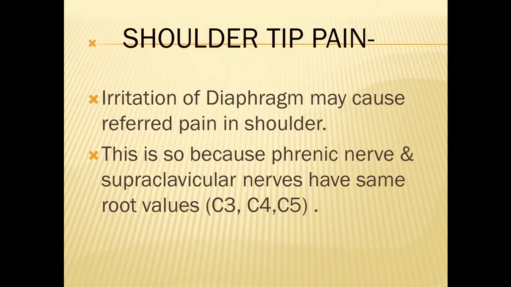Then there can be a shoulder tip pain. If a patient comes to you and says I have a pain in the shoulder, this doesn't mean that there is some pathology in the shoulder. There can be irritation of the diaphragm also. Why? Because the phrenic nerve and the supraclavicular nerves have the same root values, that is C3, C4 and C5.